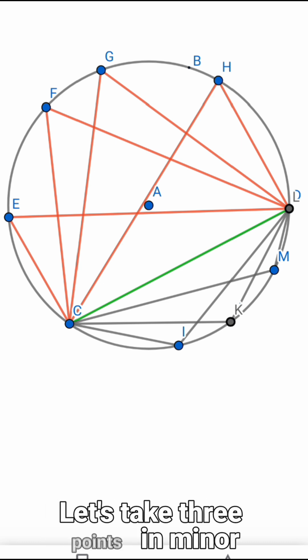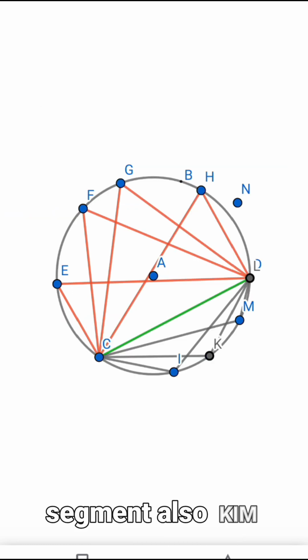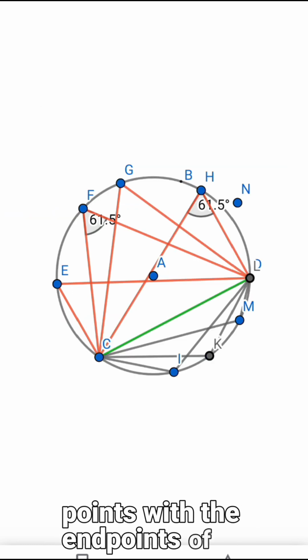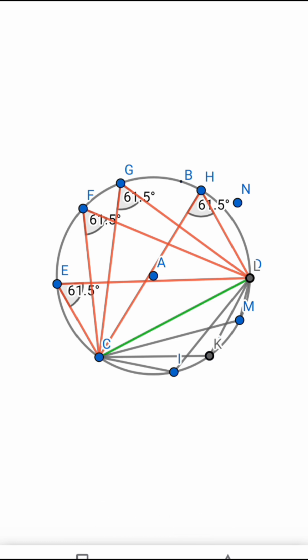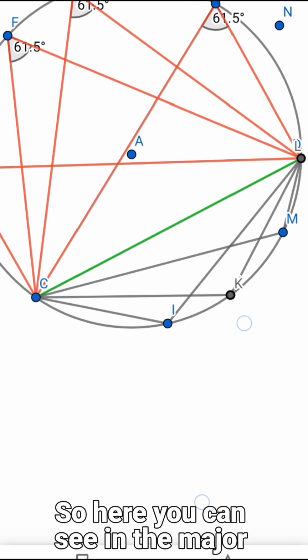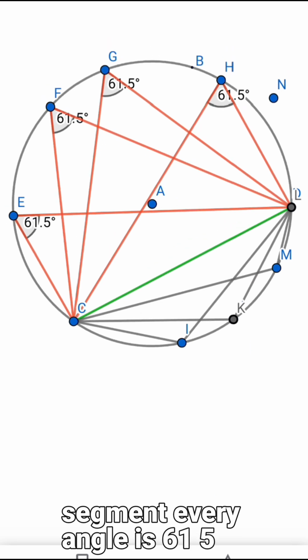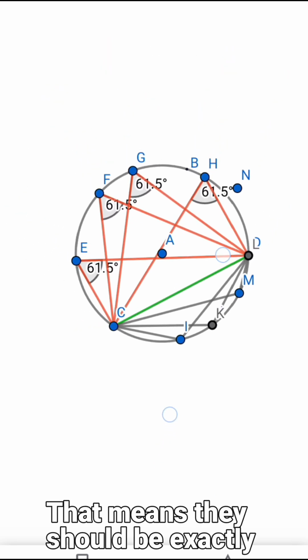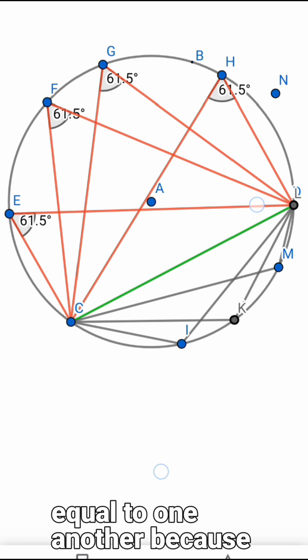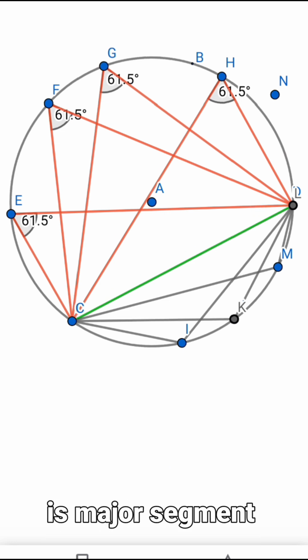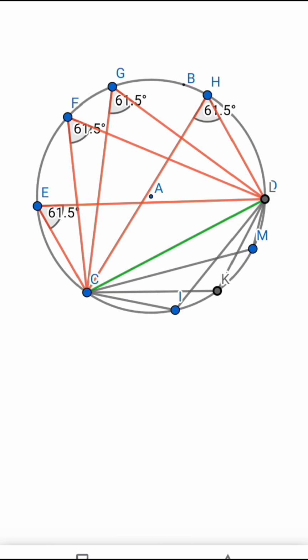Let's take 3 points in the minor segment also, K, I, M, and join these points with the endpoints of chord DC. So here you can see in the major segment every angle is 61.5. That means they should be exactly equal to one another because they all belong to one segment, that is the major segment of the circle.